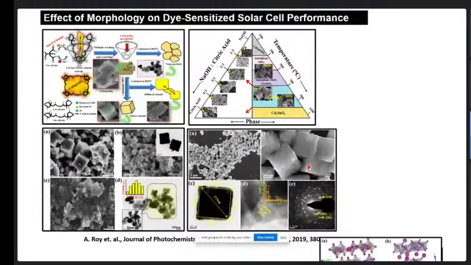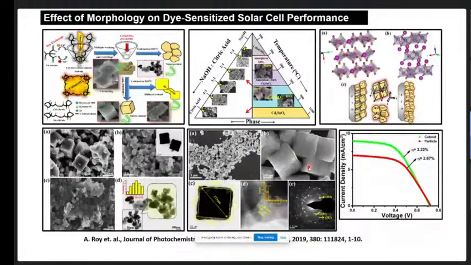And when we develop a cell out of it, a solar cell device, which is called the dye-sensitized cell, you can see the difference between the currents. So the cuboid particles show higher current, roughly 9 milliamps per centimeter square, whereas the particle shows roughly 6 milliamps per centimeter square. So the cuboid is getting more current compared to the particle.